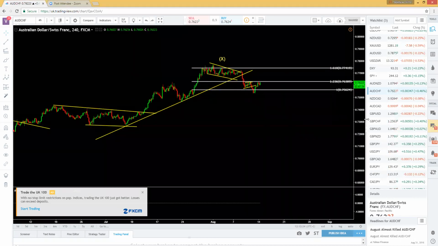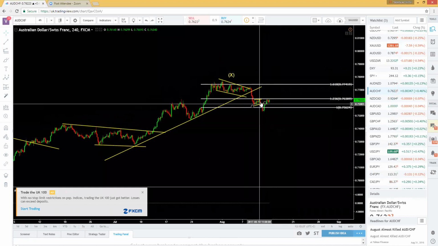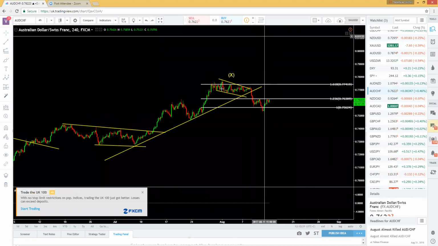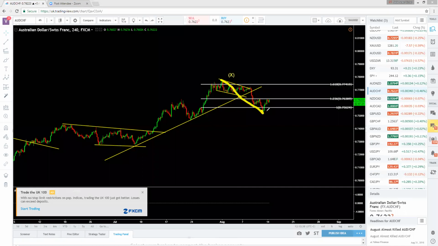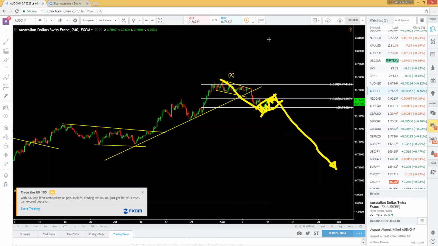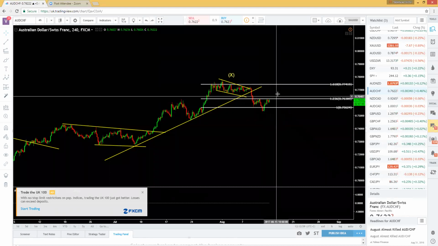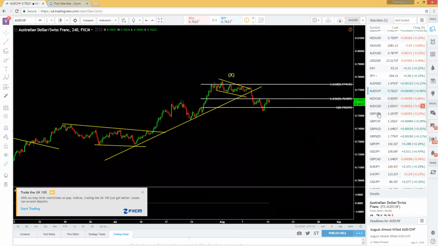Okay, let's do that. See how we're correcting here. So we had the move down, which is now correcting. After this correction, it will be an opportunity to sell for a couple of 100 pips. Okay, so that's how we're looking at Audi Swiss. So look for this flag to complete or break to the downside, and then sell it.